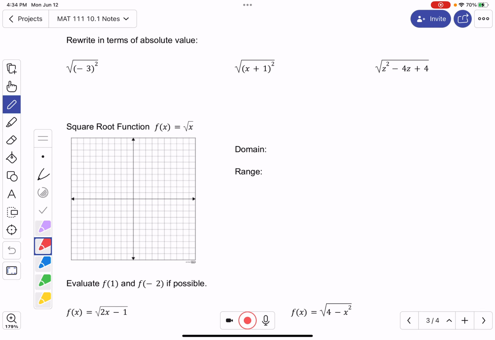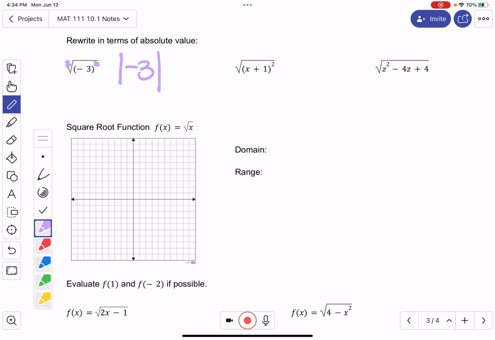All right, rewrite in terms of absolute value. We're going to go over this really quick, but it kind of focuses on that square root has a positive and a negative value. The square root also cancels out that squared exponent, so you're left with -3. But the fact that you can get a positive and a negative means you could rewrite whatever's in the square root in absolute value and get the same thing.